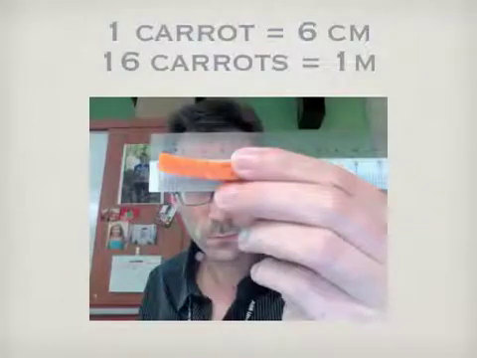The carrot I chose, though, was 6 centimeters in length, and that means that there were about 16 carrots in 1 meter, because 1 meter is 100 centimeters, and 16 times 6 is 96, so that's pretty close to 100 centimeters.